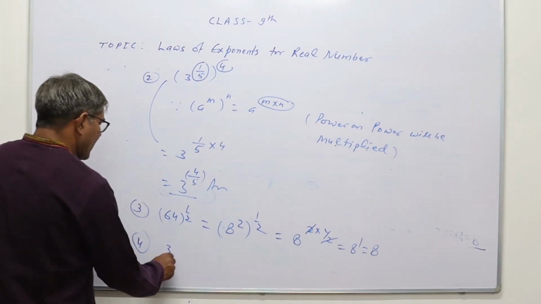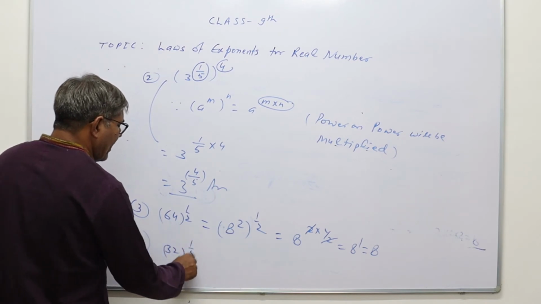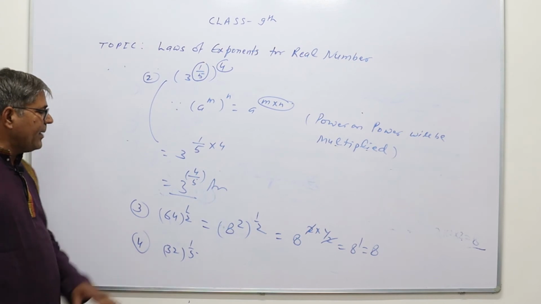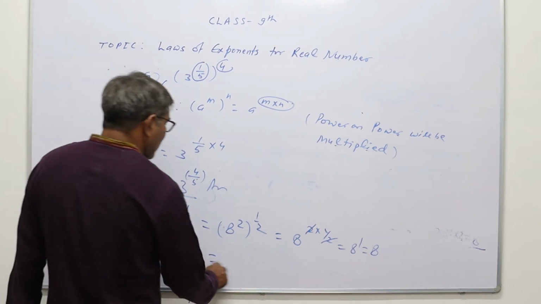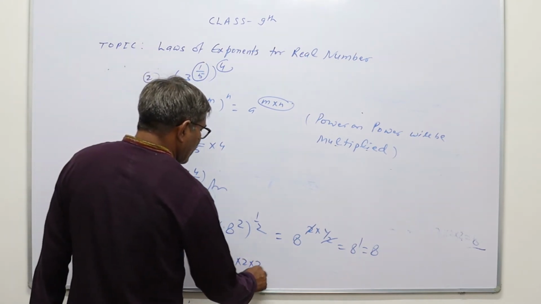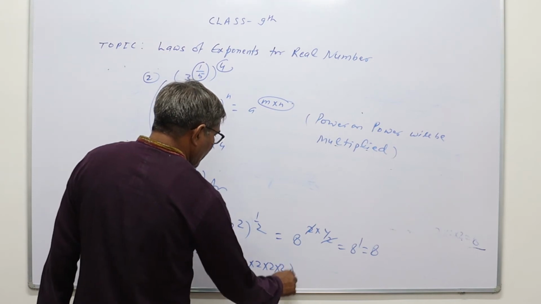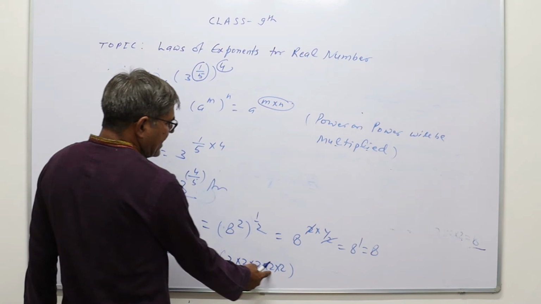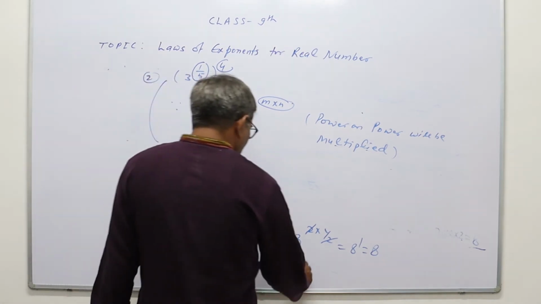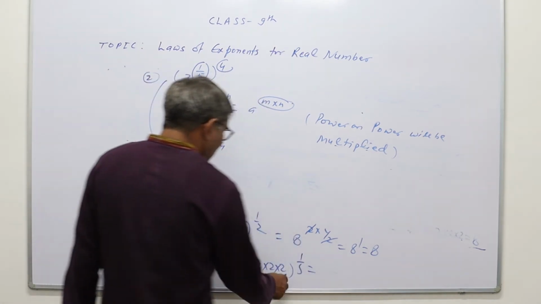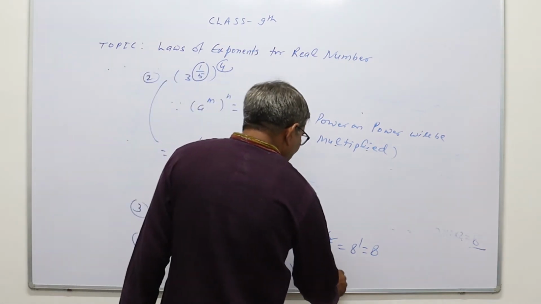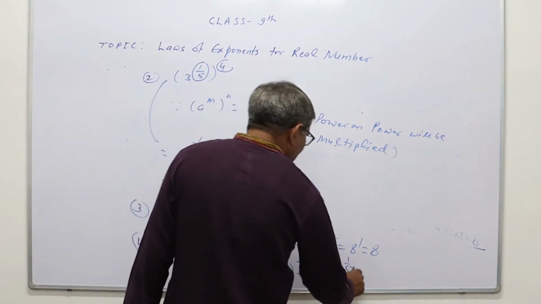Solve the value of 32 whole power 1 upon 5. How can we write 32? 32 can be written as 2 power 5, because 2 into 2 into 2 into 2 into 2. See, 2 twos are 4, 4 twos are 8, 8 twos are 16, 16 twos are 32. So whole power 1 by 5. Now we can write this as 2 raised to the power 5 and whole power 1 upon 5.